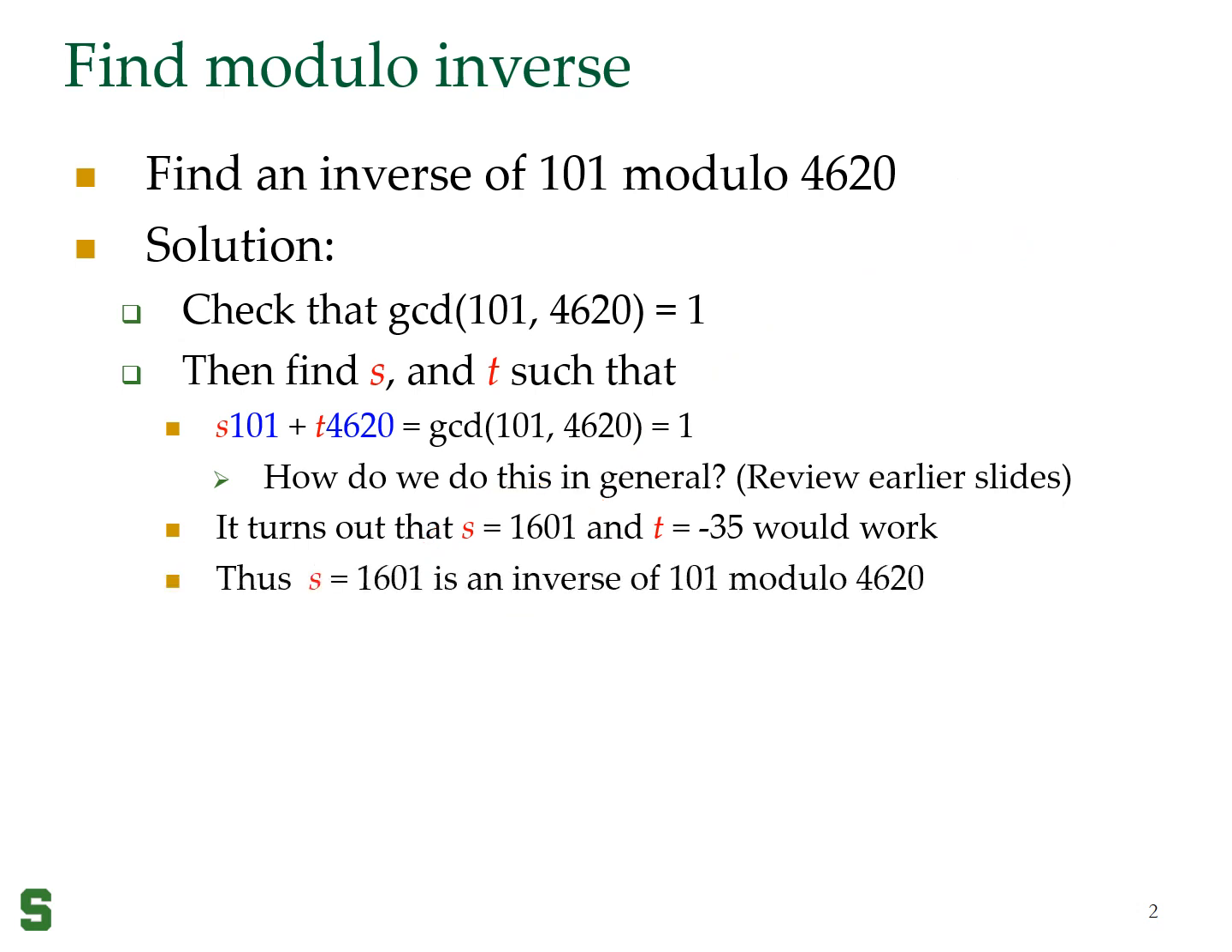So now that we have found S, it is going to be our inverse. So 1601 is the inverse of 101 in modulo 4620 arithmetic. We can check our answer by multiplying it, taking the remainder with 4620, and checking that it is indeed 1.